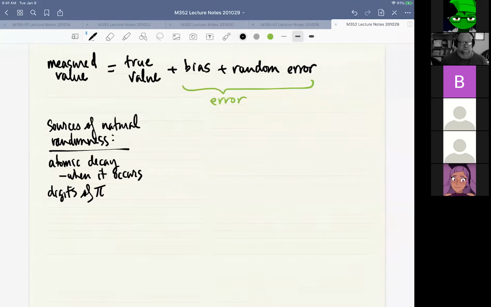Anybody else have a natural source of randomness? And thank you, Kevin, for saying pi is natural. A mathematician is a Platonist. I appreciate that.